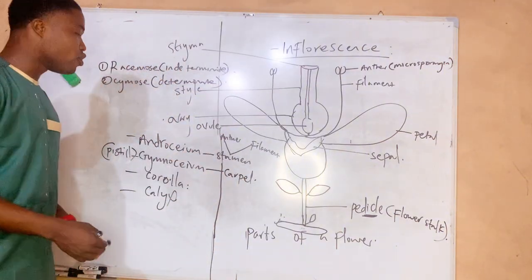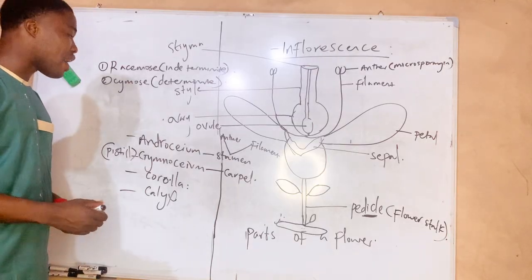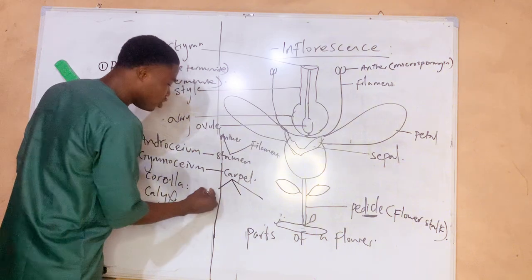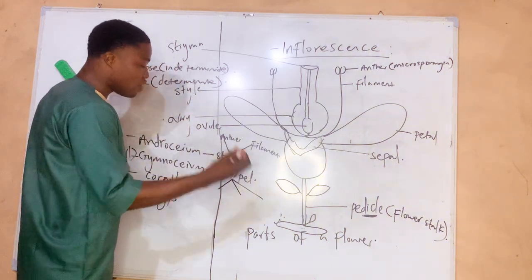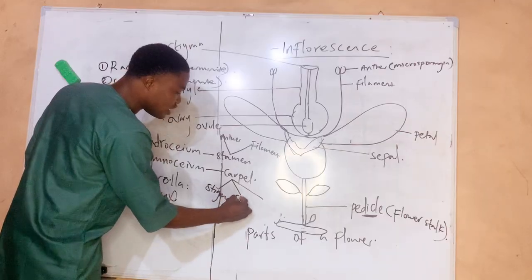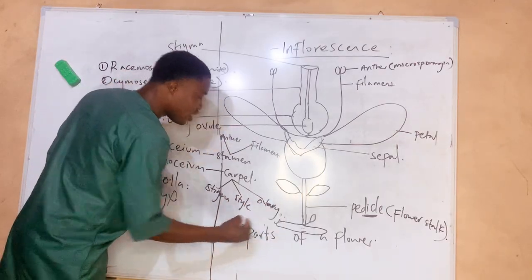So a pistil or gynoecium is a collection of carpels. Now, what is a carpel? A carpel has three components. The first one is the stigma. The second one is the style. And the last thing is the ovary.